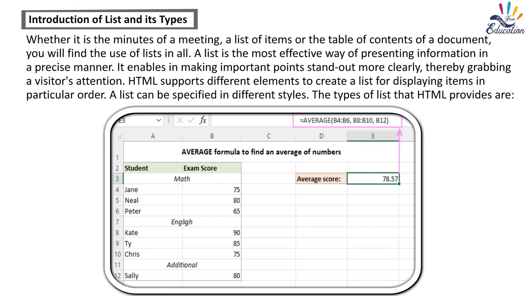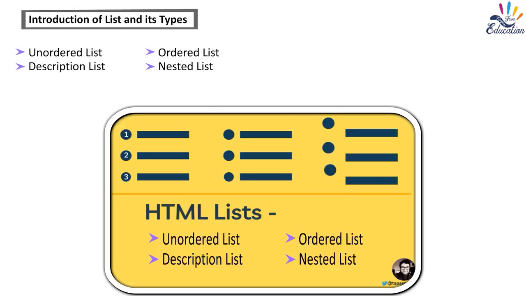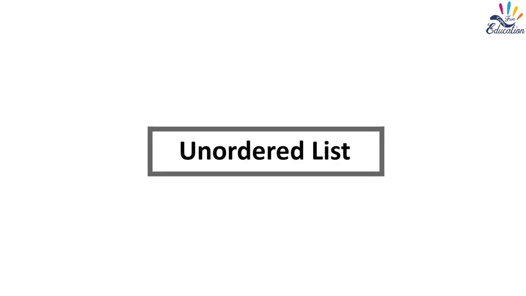HTML supports different elements to create a list for displaying items in particular order. A list can be specified in different styles. The types of list that HTML provides are: unordered list, ordered list, description list, nested list.